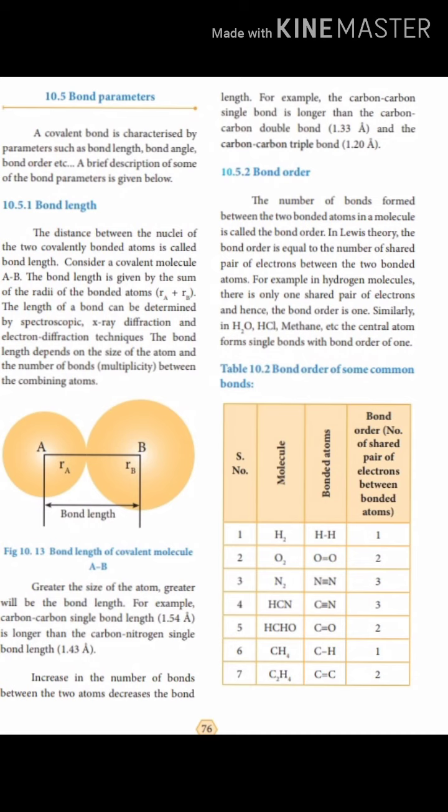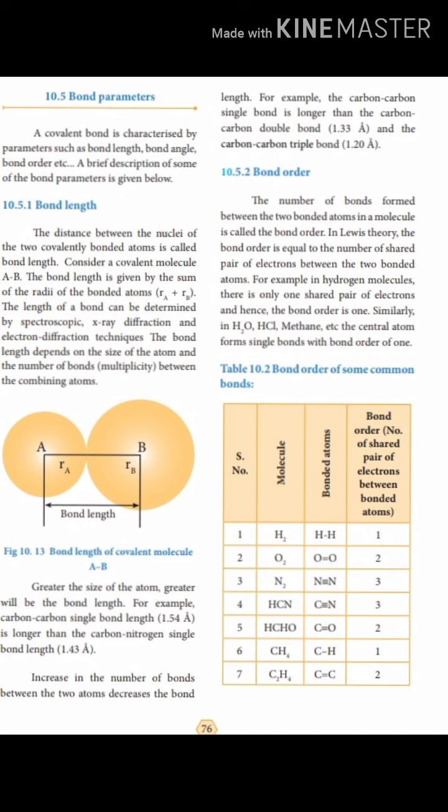For example, consider a covalent molecule A-B. The bond length is given by the sum of the radii of the bonded atoms. The length of the bond can be determined by spectroscopic, X-ray diffraction and electron diffraction techniques. The bond length depends on the size of the atom and the number of bonds between the combining atoms. The second one is bond order.